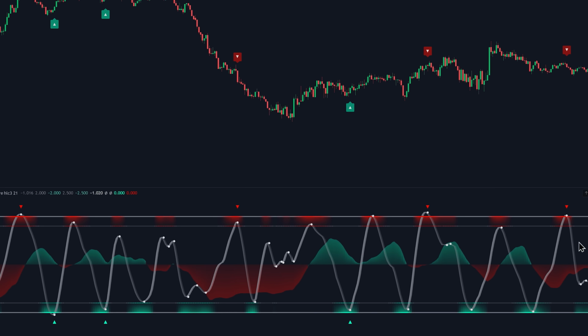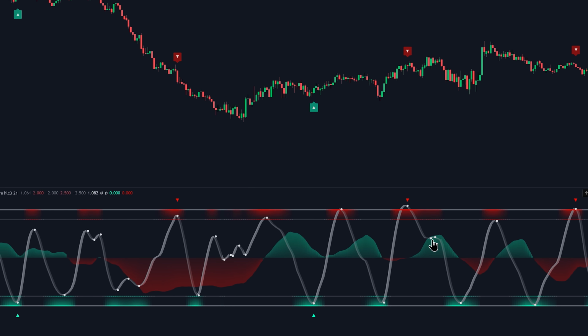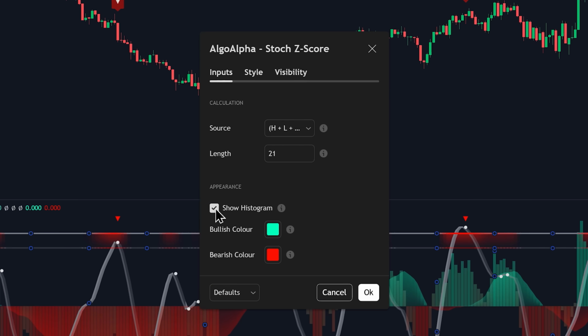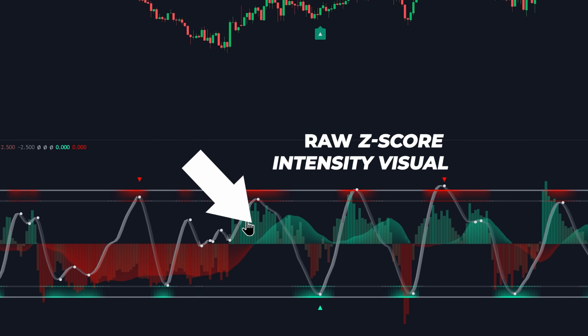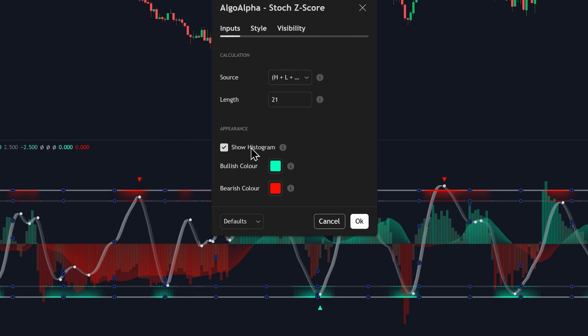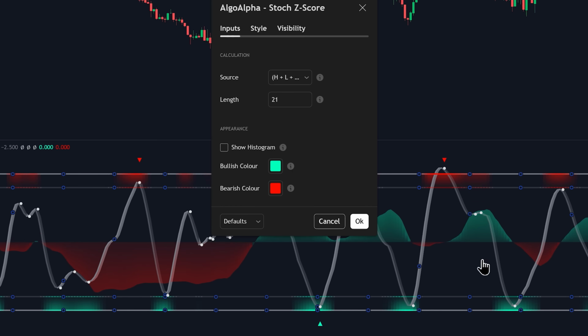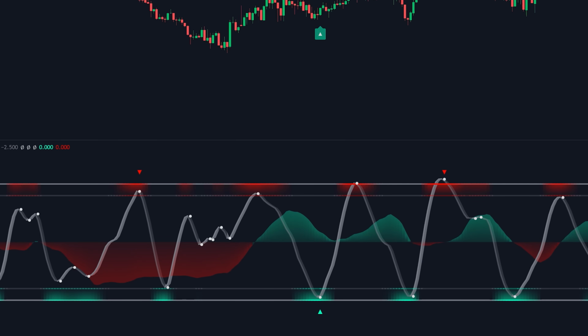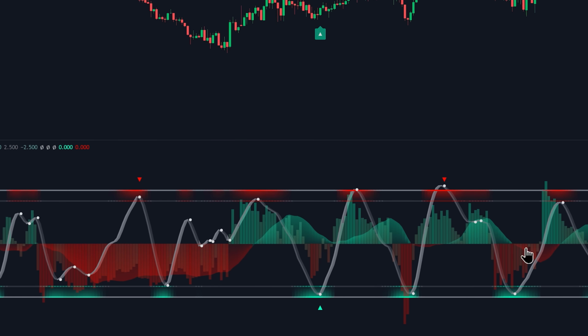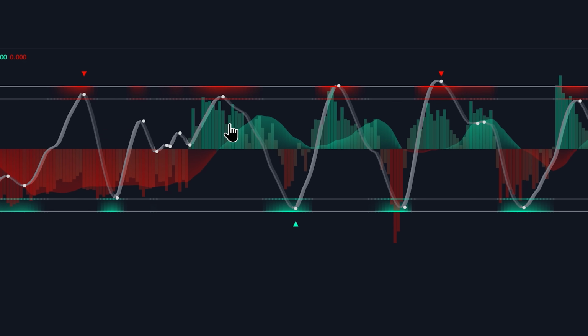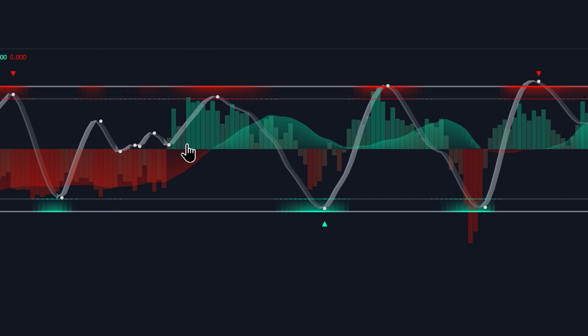Now, you may also see a colored histogram in the background, depending on your settings. That histogram is the raw Z-score intensity visual, and it's optional, meaning you can turn it on when you want more detail, or turn it off if you want a cleaner chart. When it's on, the gradient helps you see how strong the deviation is underneath the smoother oscillator line. So you're not just trusting one line, you're also seeing the pressure behind it.